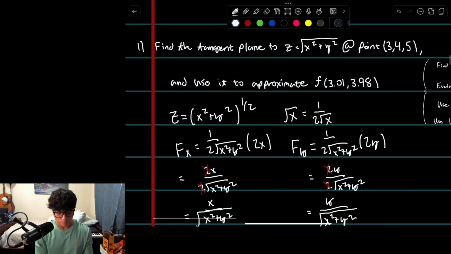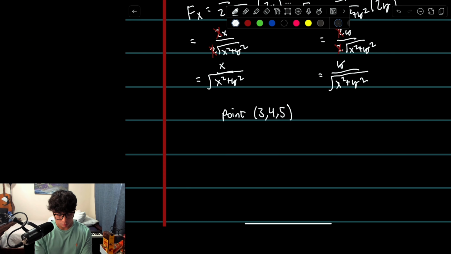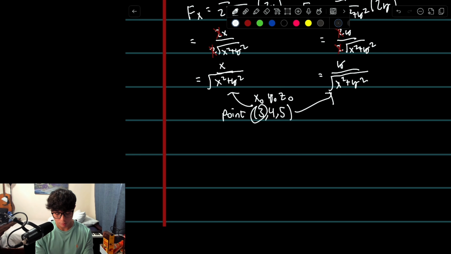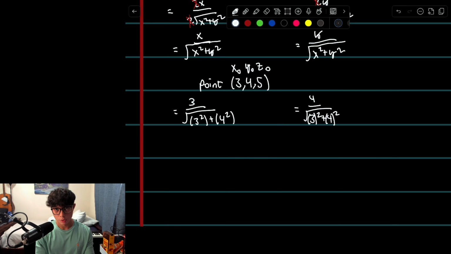In our problem, we are told that our point is (3, 4, 5), which I'll write down here. And we know that 3, 4, and 5 is the same as our x naught, y naught, and z naught. So all we do is plug these numbers into the equations we wrote over here, giving us 3 over the square root of 3 squared plus 4 squared, and on this side, 4 over the square root of 3 squared plus 4 squared. Of course, both denominators are the same, and they simplify to the square root of 25, which gives us 5. So this becomes 3/5, and this becomes 4/5.